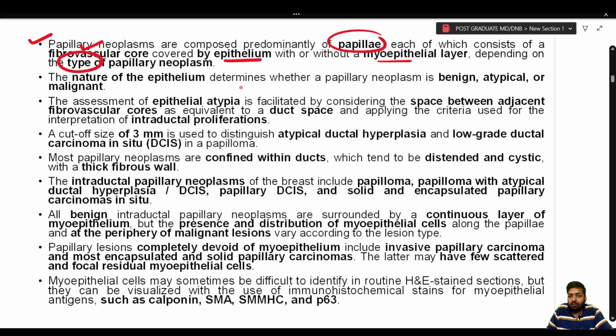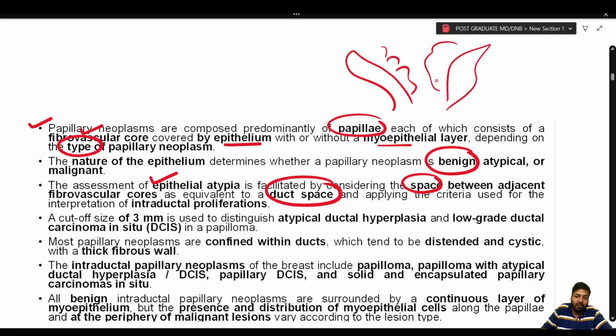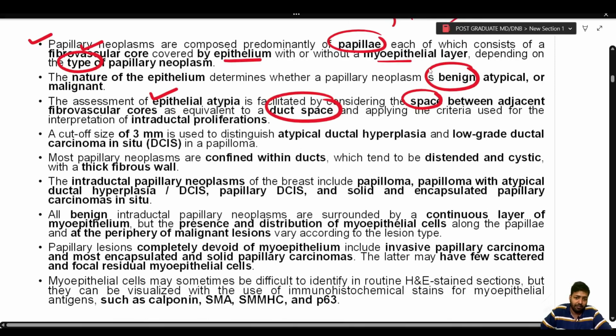The nature of the epithelium determines whether a papillary neoplasm is benign, atypical or malignant. The assessment of the epithelial atypia is facilitated by considering the space between the adjacent fibrovascular cores as equivalent to the duct space and applying the criteria used for the interpretation of intraductal proliferation. Very importantly, if this is one fibrovascular core, this is another fibrovascular core, and here the epithelial lining proliferation is there, this space between the two fibrovascular cores should be equated with a ductal space, as we see in other normal ductal lesions or ductal proliferations. So this is for all practical purposes.